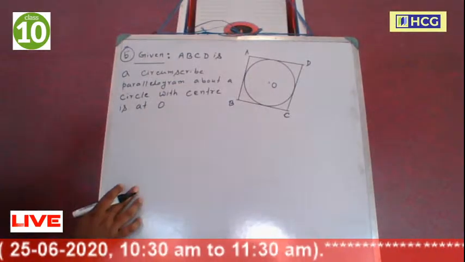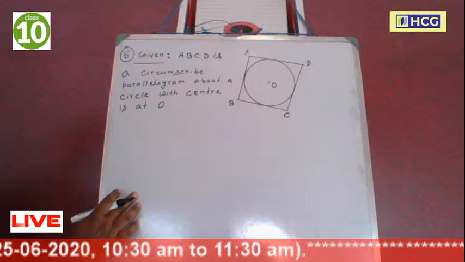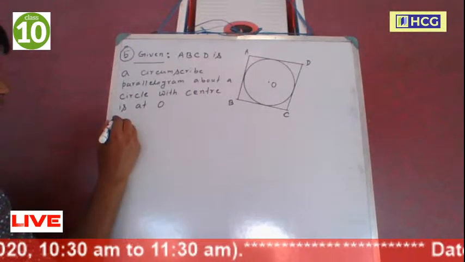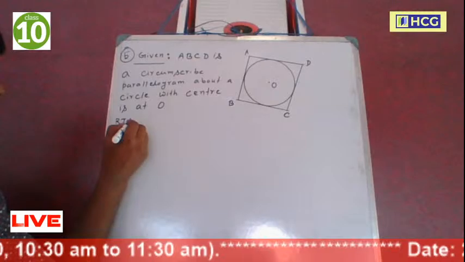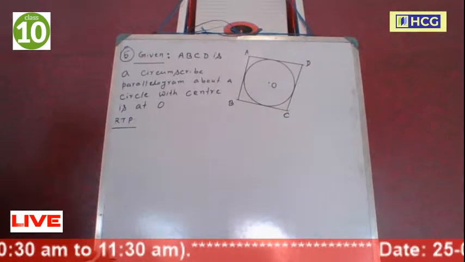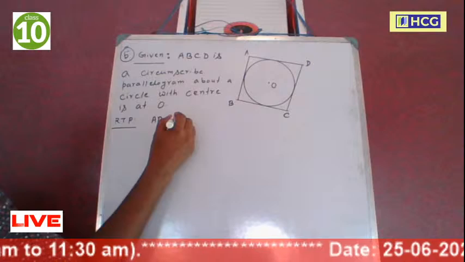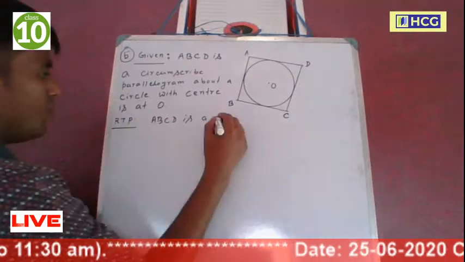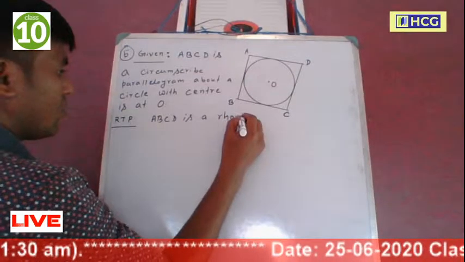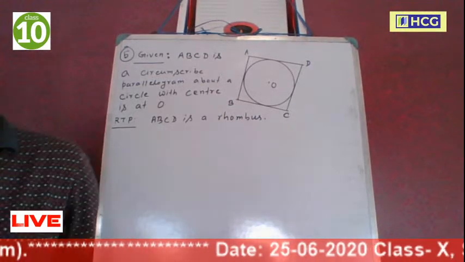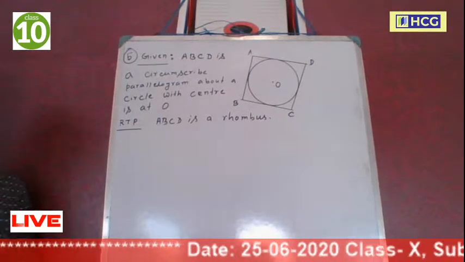ABCD is a circumscribed parallelogram about a circle with center O. Required to prove: ABCD is a rhombus. When is a parallelogram a rhombus?